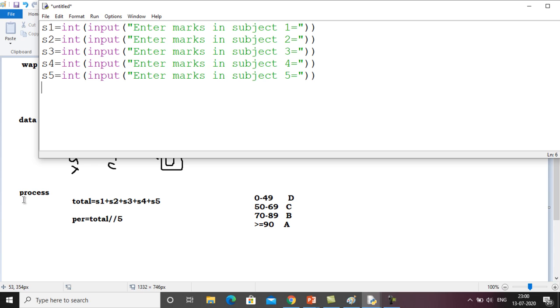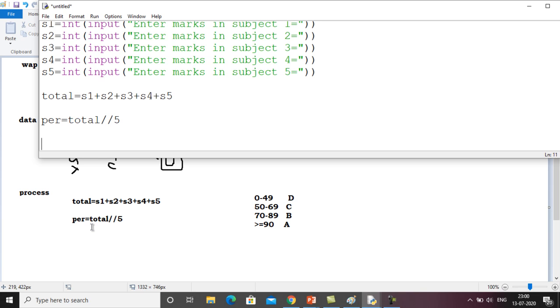Then we have to go to the process part. In the process part, first find the total. So total is equal to S1 plus S2 plus S3 plus S4 plus S5. Okay, now after total we have to find the percentage, and for percentage we will write total divide by 5. Okay, so now we have total and percentage with us.